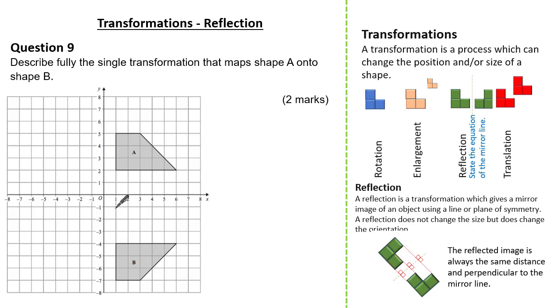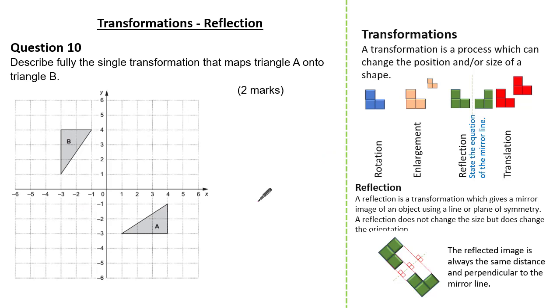Let's verify with another vertex. Here you can see from this vertex to our corresponding reflected vertex, it's 6 squares. So therefore, our mirror line lies 3 squares from each vertex. Here we have the equation of our mirror line as y equals minus 1. So, reflection in the line y equals minus 1 will achieve our 2 marks.